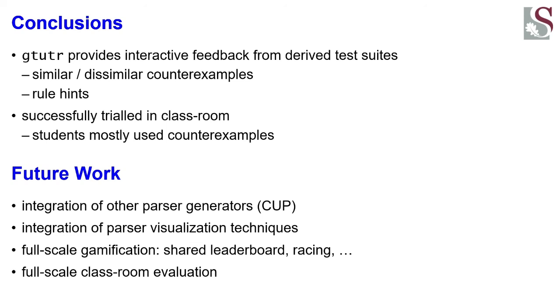In future work, we want to integrate a bottom-up parser generator called CUP. We think the conceptual framework can remain unchanged, so this is mostly an engineering effort. We also want to look into parser visualization techniques to provide more detailed information about why a test fails. GTutor uses some basic gamification techniques, such as a penalty meter. We want to extend this aspect of the system. For example, we can think of a shared leaderboard where all the students can see how everybody else is doing, or we can add a clock to the system to turn it into a race. Finally, we should evaluate the efficiency of the system in a full-scale classroom evaluation.